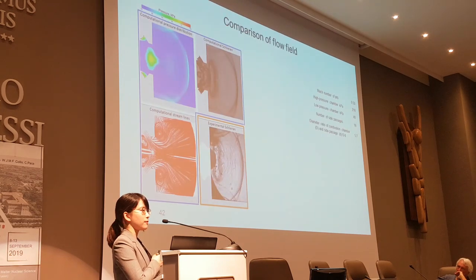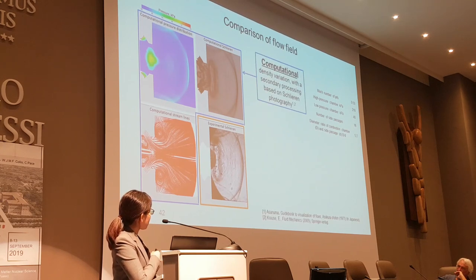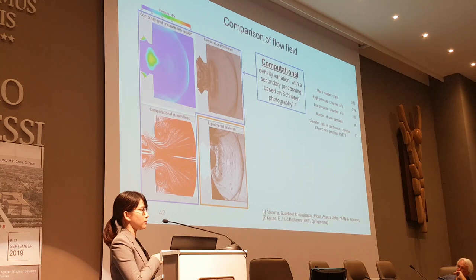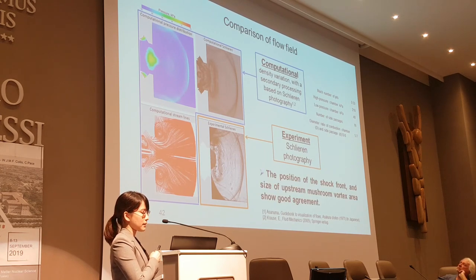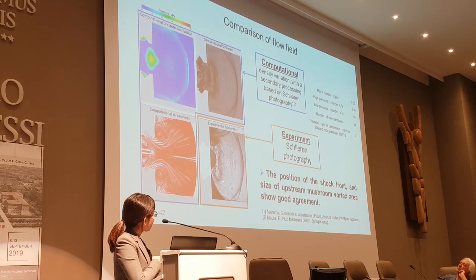This is a comparison of the flow field for computation and experiment. These three pictures, surrounded by the blue lines, are computation results. This is pressure distribution, this is streamline, and this one is computational density variation with a secondary processing based on Schlieren photography. This picture surrounded by orange lines is actual Schlieren photography taken by experiment. As you can see, the position of the shock front, which can be shown here, and also the size of the upstream mushroom vortex area show good agreement between computation and experiment.